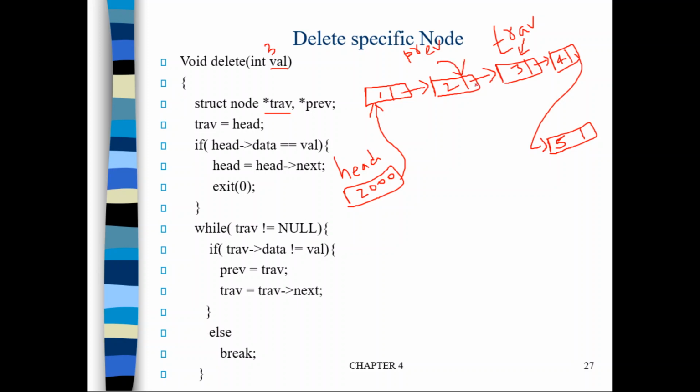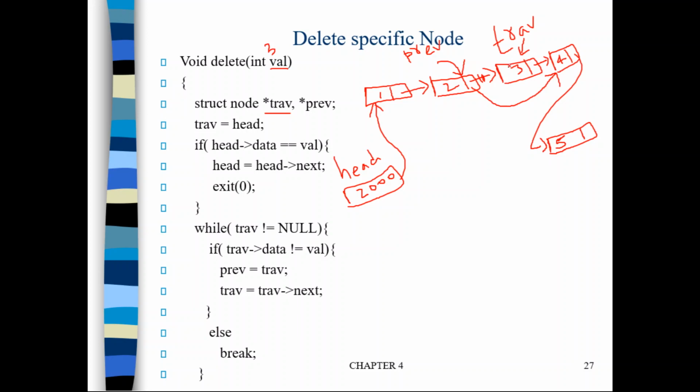We should make the previous node's next point to traverse's next. Just say that previous next is equal to traverse next. It means this previous node's next is no more pointing to this node, rather it is pointing to the traverse node's next. That's it. Even though the traverse node is also pointing to node 4, the link is broken. You can see here, head is pointing to 1, 1 is pointing to 2, 2 is pointing to 4, 4 is pointing to 5, which means this node is deleted.